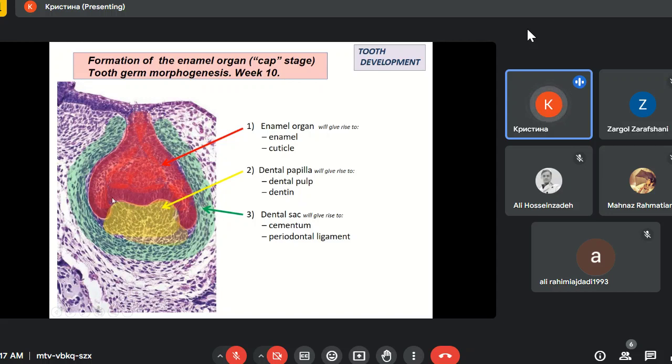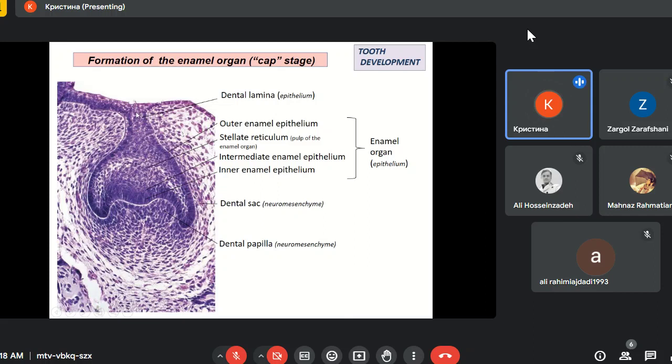So now the red color here is for enamel organ. It will give rise to the enamel of the mature tooth and the cuticle of the mature tooth. Dental papilla, which is yellow here, will give rise to the dental pulp and the dentin in the mature tooth. Dental sac, which is green here, will give rise to the cementum and periodontal ligament.